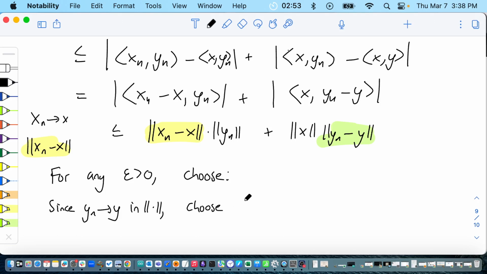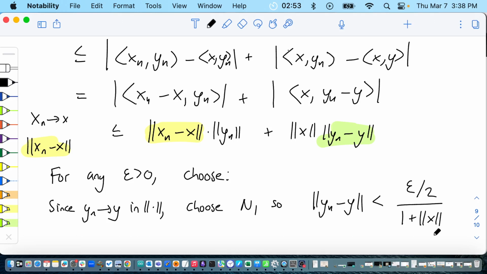choose, let's call it N1, so the norm of yn minus y is less than what? It's going to involve epsilon, but just involving epsilon on its own is not enough. What should we do? Yeah. Can you do epsilon over 2 times 1 plus norm of x? You want to do 1 plus norm of x? Yeah. Yes. Okay, this will work perfectly.